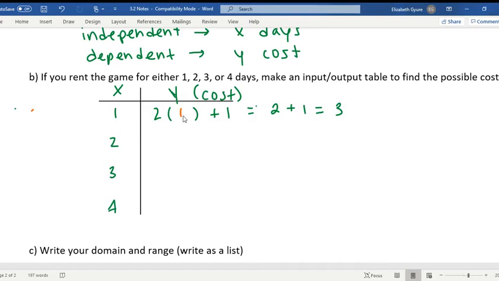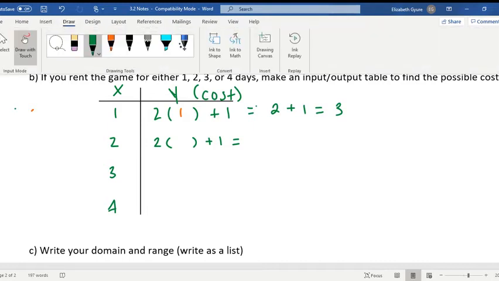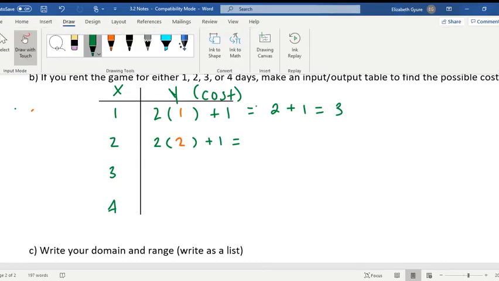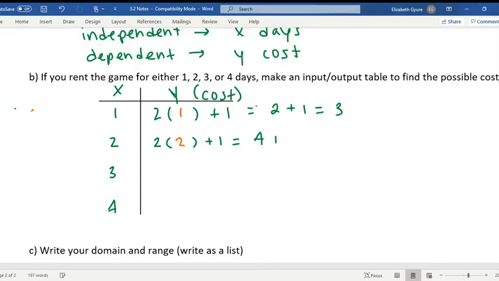All right. Then for the next one, we're going to do this exact same process. 2, put your open set of parentheses, plus 1. Okay. What's the next value we're plugging in? 2. Now use your order of operations. What's 2 times 2? 4. So then 4 plus 1 is 5. You can all tell me. Don't be shy.